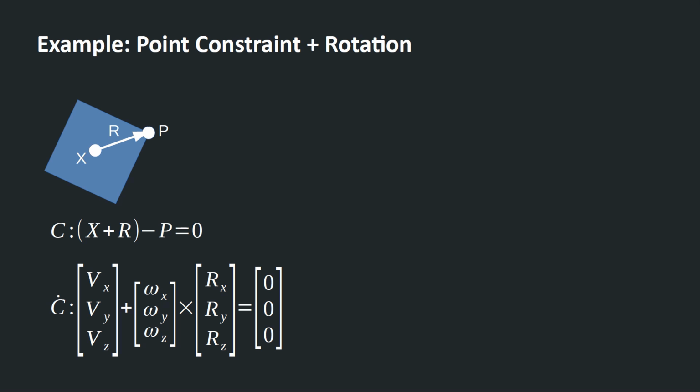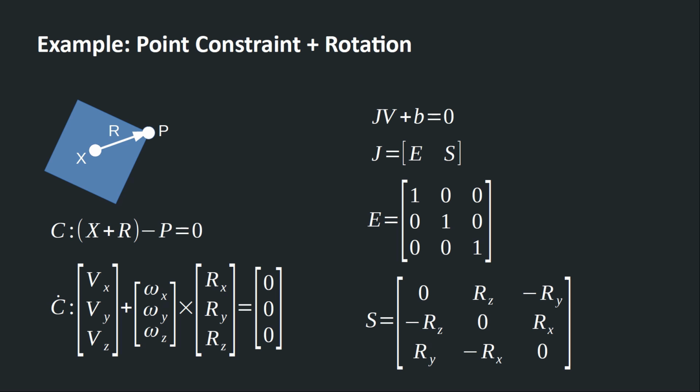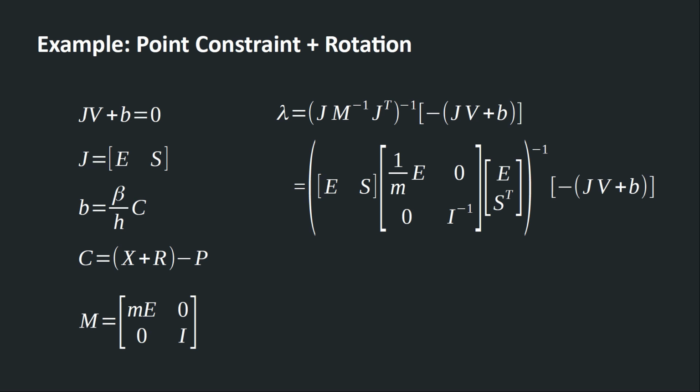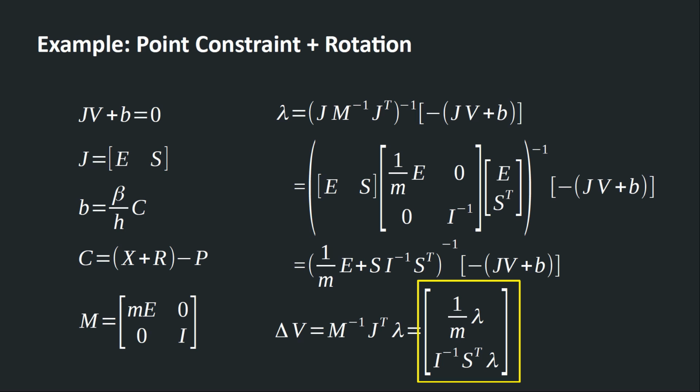And the same drill as before, we do some term matching to find J and B. J is a 3x6 matrix, the left half is an identity matrix, and the right half is a skew matrix that corresponds to a cross product with the r vector. And now we're going to collect all the known equations and leave them on the left. This is the formula for lambda, which is equal to this big guy. And you can perform some cancellation here and we'll end up with this expression. And finally, we have our delta V equal to this guy.